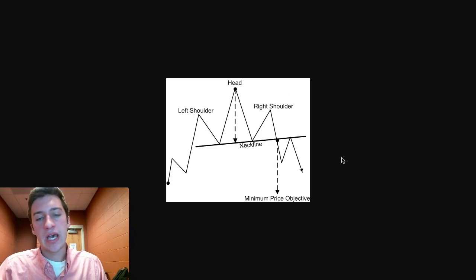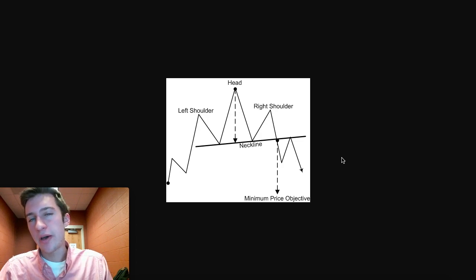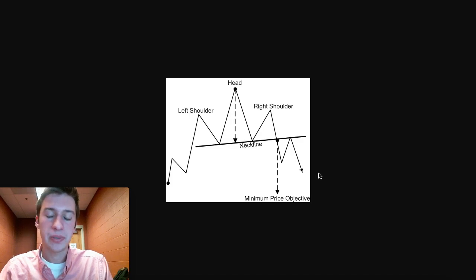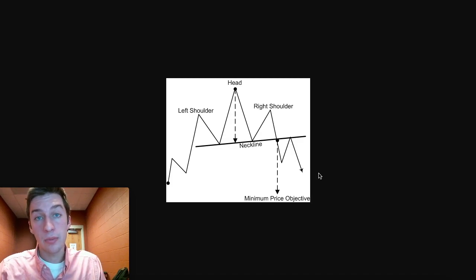And yeah, these are fantastic patterns to trade. They're not the most common. I would even say that they're maybe even the least common of the 4 chart patterns that I've shown in this playlist, but they are the most probable. So keep that in mind.